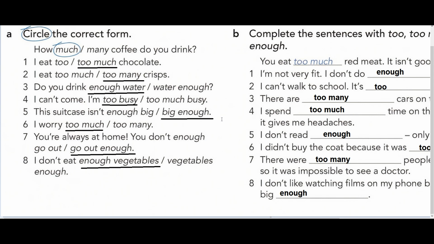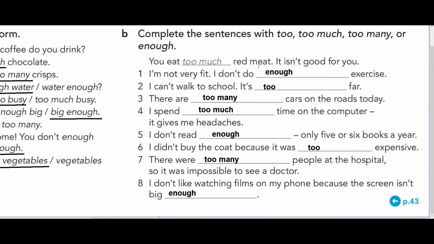Now I will read the answer keys just to give you more examples. Number 1. I eat too much chocolate. I eat too many crisps. Do you drink enough water? I can't come. I'm too busy. This suitcase isn't big enough. I worry too much. You're always at home. You don't go out enough. I don't eat enough vegetables. You eat too much red meat. It isn't good for you. I'm not very fit. I don't do enough exercise.